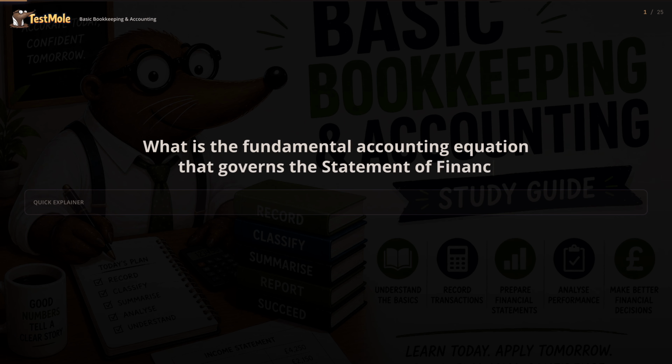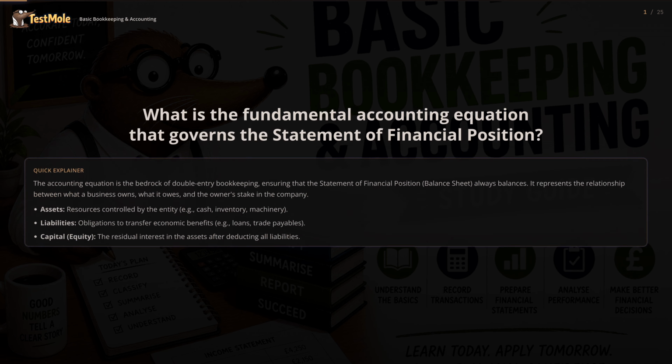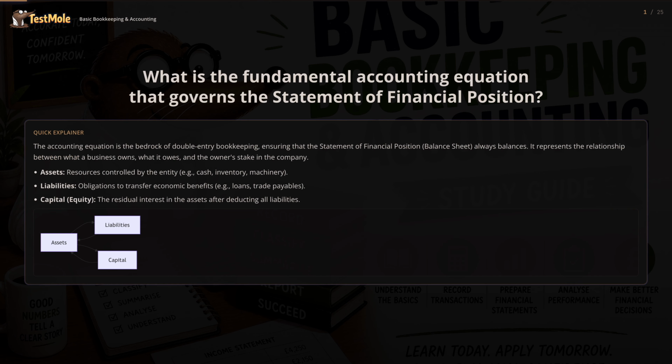What is the fundamental accounting equation that governs the statement of financial position? The accounting equation is the bedrock of double-entry bookkeeping, ensuring that the statement of financial position, balance sheet, always balances. It represents the relationship between what a business owns, what it owes, and the owner's stake in the company.